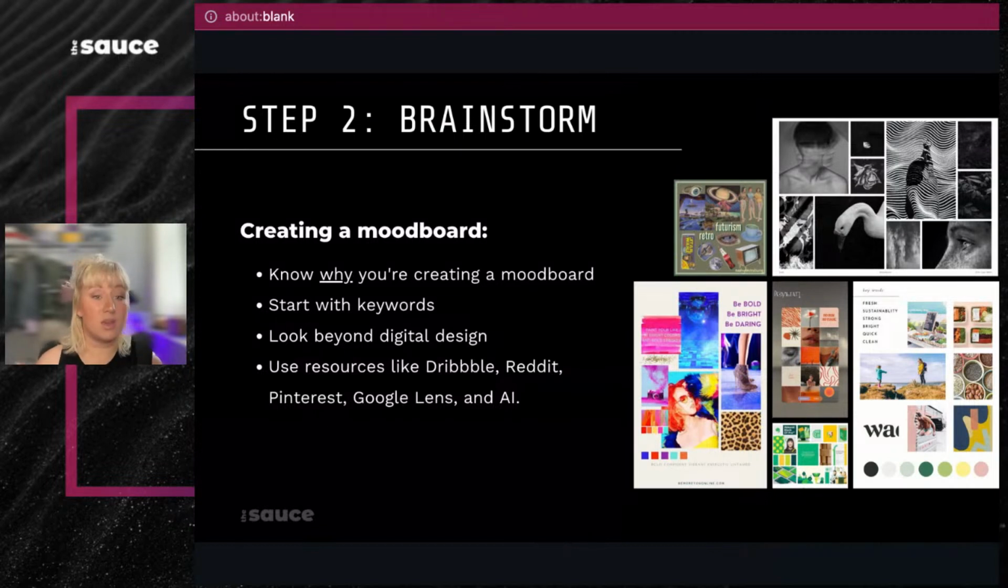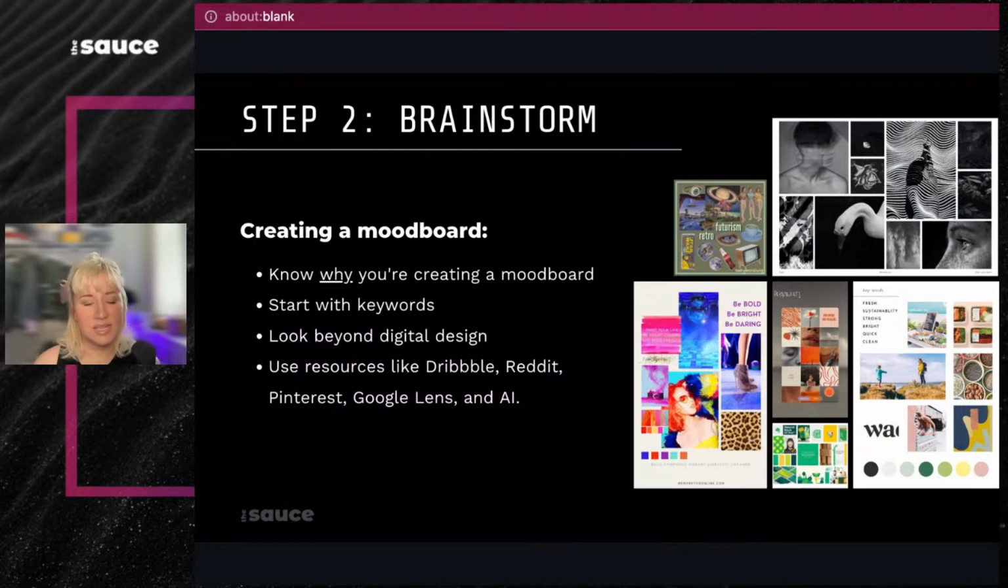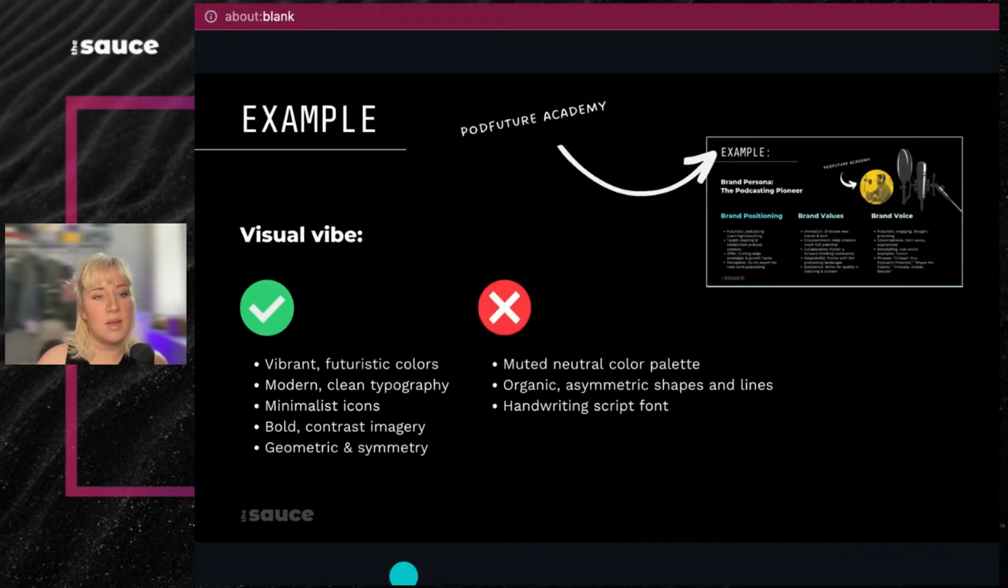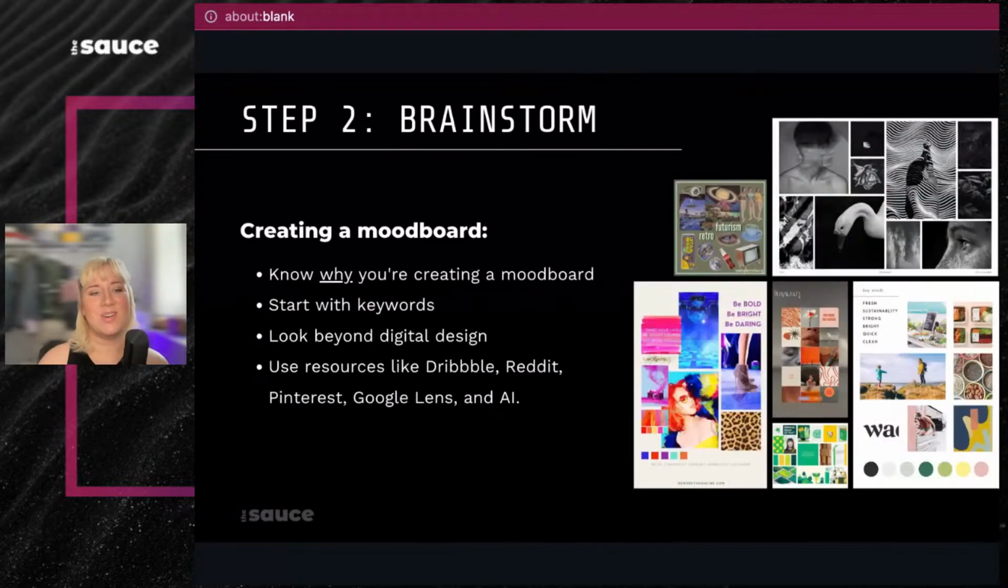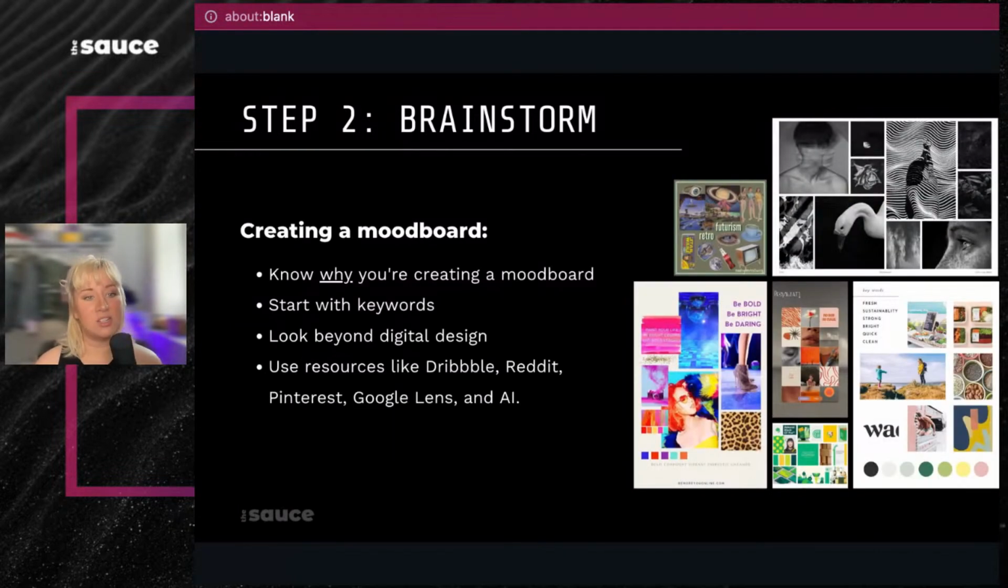I always start with keywords. Of course that seems like a given, but look for the textures, the colors. If we go back to the likes and dislikes, maybe it's as simple as a vibrant futuristic color scheme, which you could use as keywords as you're searching.